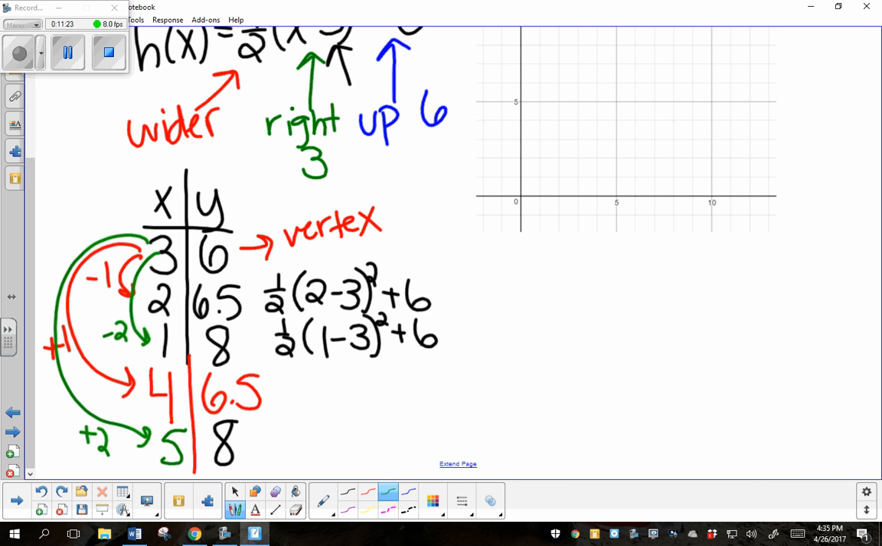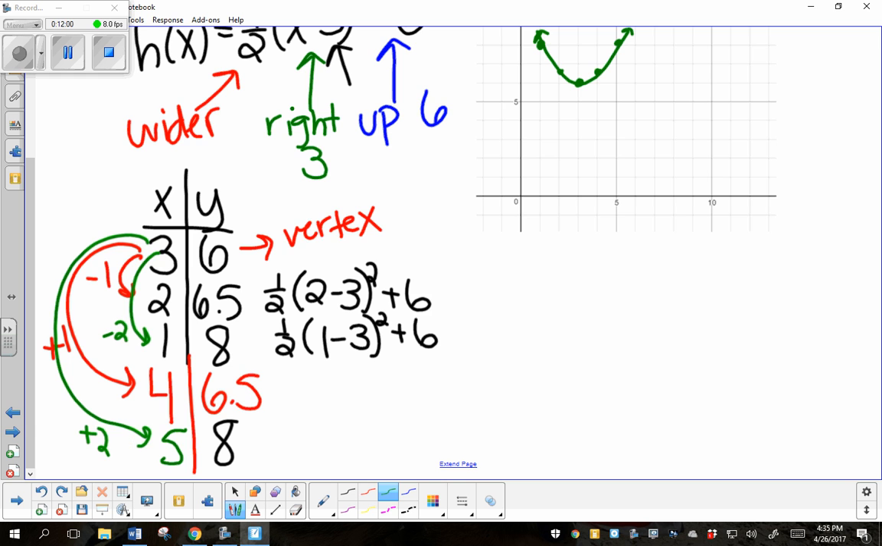So we've got 3, 6. So over 3, up 6. That should be our vertex. We've got 2, 6.5. So over 2, up 6.5. It's going to be the same on the other side. That's the point 4, 6.5. And then I know I go to 1, 5, 6, 7, 8. And then I can do the same on the other side, go over to 5, and I go up 8. So you guys can see that's been shifted right and up, and it's a little wider than our graph of x squared.